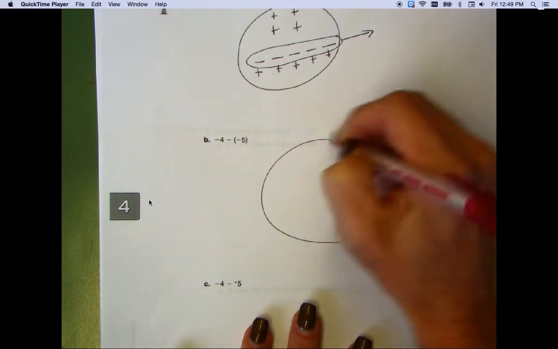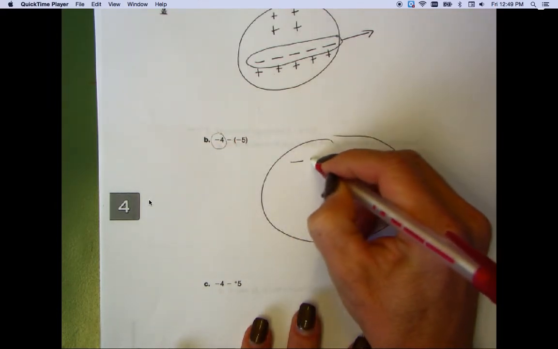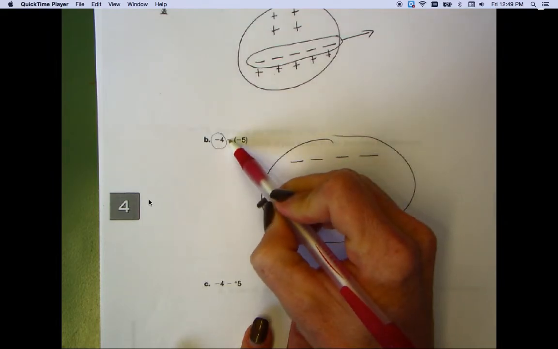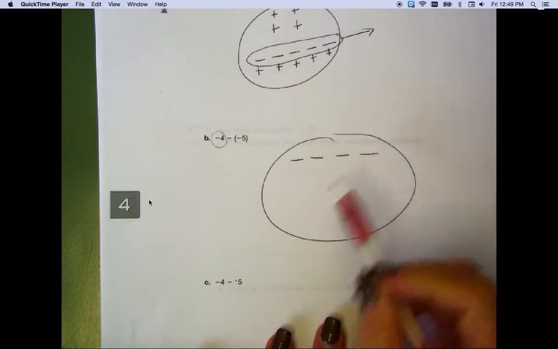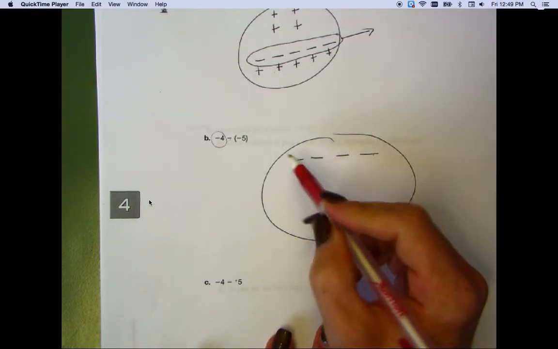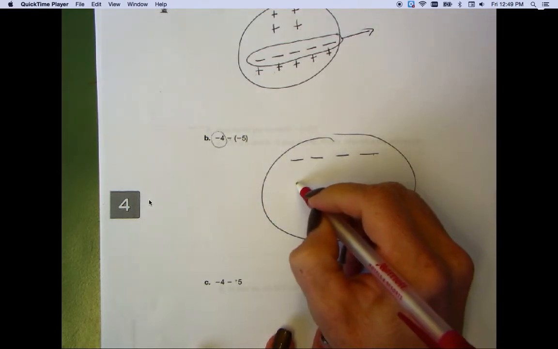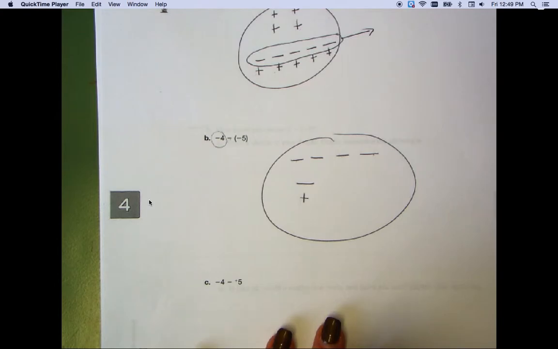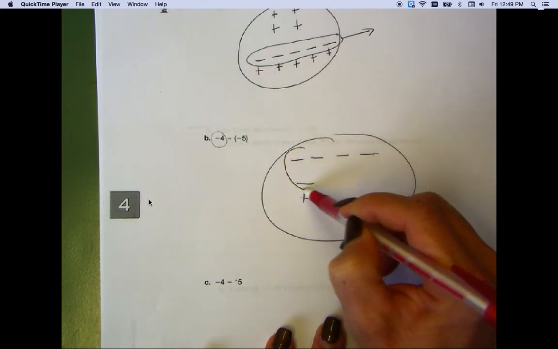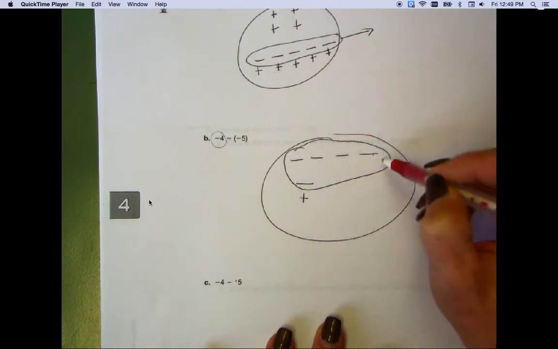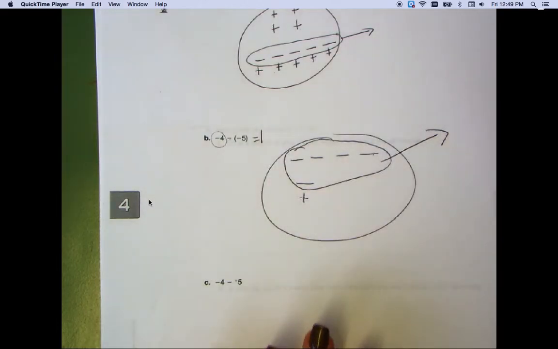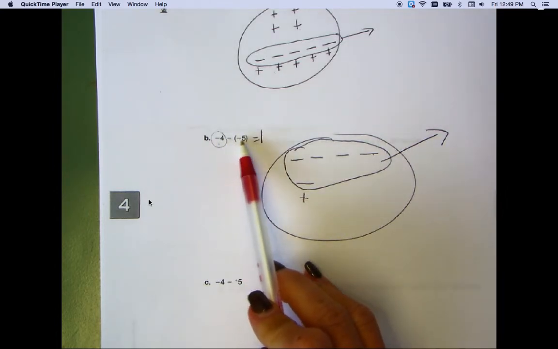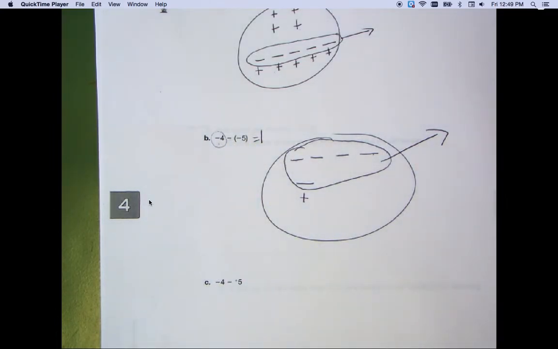Let's try another one. I'm starting with 4 negatives. I need to take off 5 negatives. Well, there are 4 of them here. So I need to put one more negative on my plate to be able to take off 5 of them. But if I'm going to put one on, I have to put it on as a 0 pair. Otherwise, I change the value of the plate. But now I can see I can take off 5 negatives. And what am I left with? 1 positive. So my answer to -4 minus -5 is actually +1.